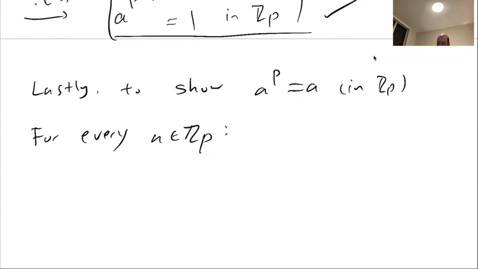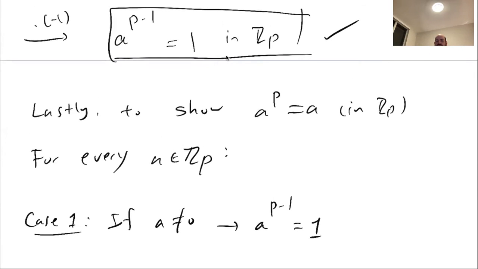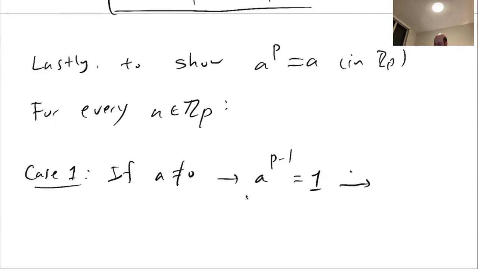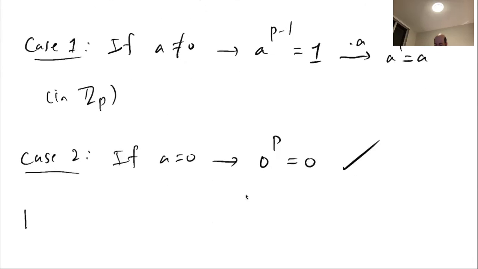Well, this is now very easy to prove. So case 1, if a is not equal to 0, then we know that a to power p minus 1 equals 1. That's what the first part said. And if I multiply both sides by a, I get a to power p equals a. And case 2, if a is equal to 0, well then 0 to power p equals 0. That's obvious, right? So in any case, a to power p equals a for every a in Zp.